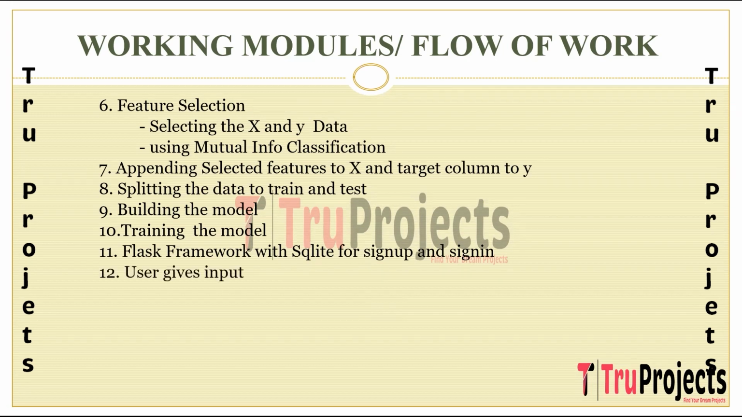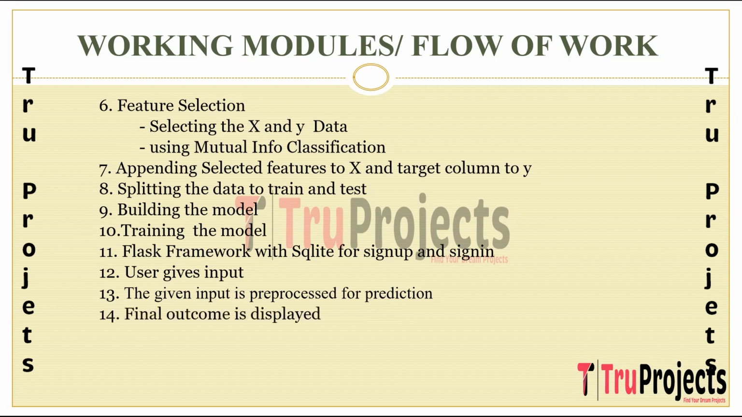User gives input. Once logged in, users can provide input related to the network traffic or parameters relevant to intrusion detection. The given input is pre-processed for prediction. The input provided by the user undergoes pre-processing steps similar to those applied to the original dataset before being fed into the model for prediction. This ensures that the input data is in a format compatible with the model's requirements. Final outcome is displayed. After prediction, the final outcome, which could be a prediction of whether the input data indicates an intrusion or not, is displayed to the user via the web interface.